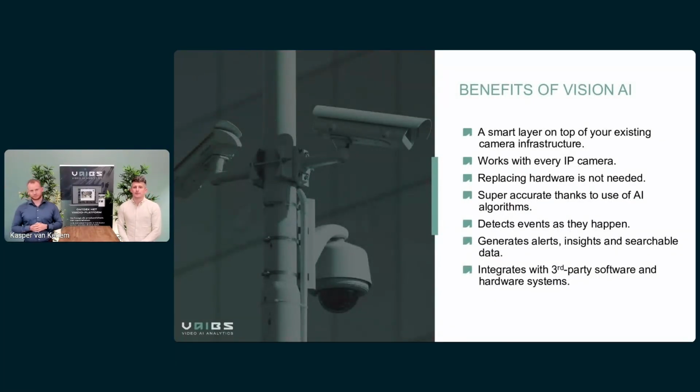So when we take Vision AI as a whole and look at the platform, it comes with a lot of benefits. See Vision AI as a smart layer on top of your existing camera infrastructure. The technology works with every IP camera, so when you start using it, it's not necessary to replace hardware, which is very cost effective, of course. And thanks to the AI algorithms the technology uses, it is super accurate. It can determine very well if someone is passing or overstepping a fence, or if there's a car in an area where it's not allowed.